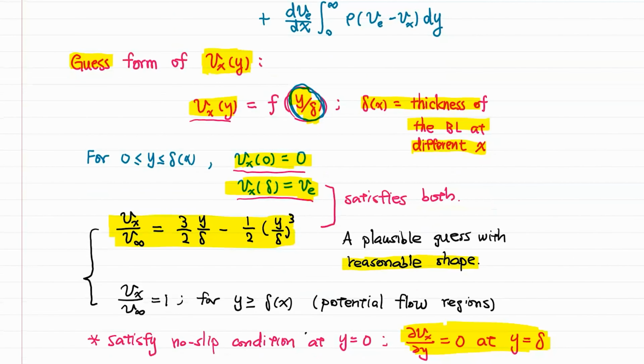And why is this a plausible guess? Because first, if you look at the boundary conditions, it's satisfied that Vx equals V infinite for y equals delta. So when you're at the boundary of the boundary layer, your velocity would equal the potential flow regime. Also, it satisfies the no-slip condition. So when y equals 0 at the surface of the object, the velocity would be essentially 0.